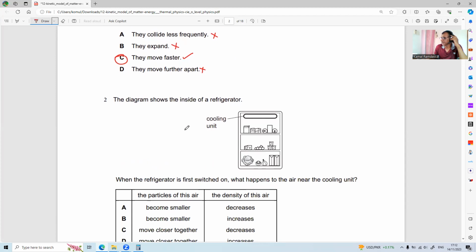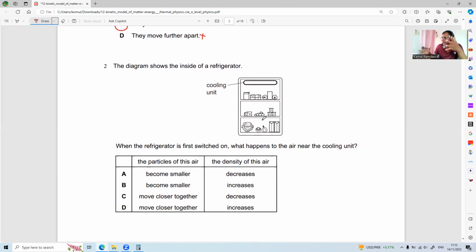The diagram shows the inside of a refrigerator and cooling unit là-haut. When the refrigerator is first switched on, what happened to the air near the cooling unit? Bon. Parce que il fait cool, the particle of this air will become smaller? No, particles will not become smaller. Okay, they move closer together. Et what about the density of the air? Parce que if they move closer together, the density will increase. Okay, D c'est la réponse.